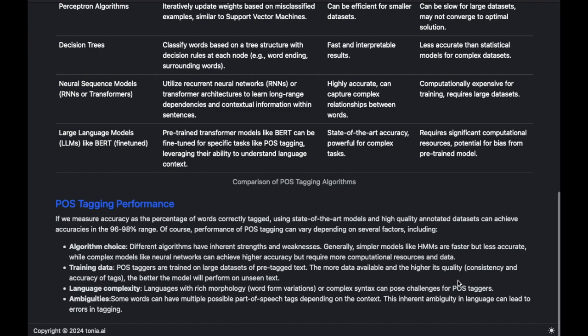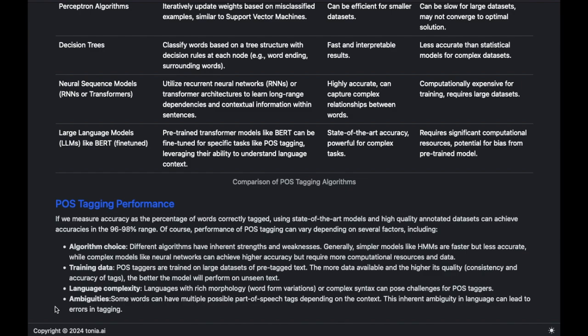So the higher the data quality in terms of its consistency and accuracy of the tags in the training data will determine the level of performance you can achieve. Language complexity also contributes. When we have a language that has a rich morphology, such as a lot of variations on word forms or any complex syntax, these can pose challenges for part-of-speech taggers.